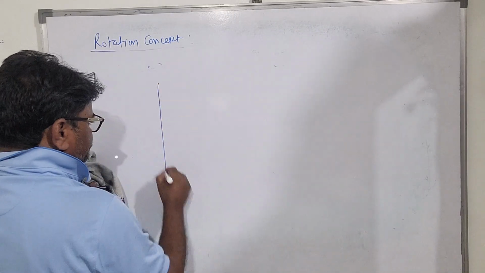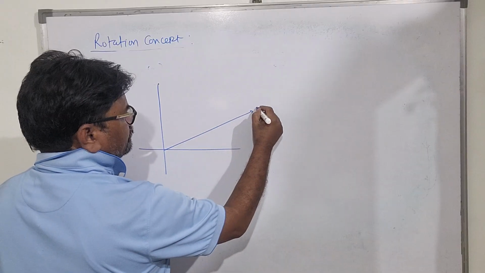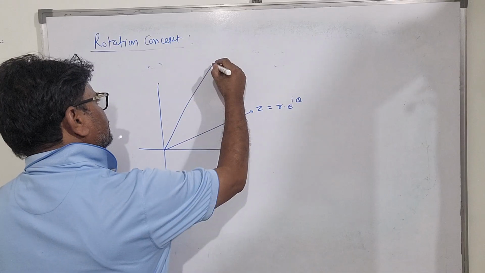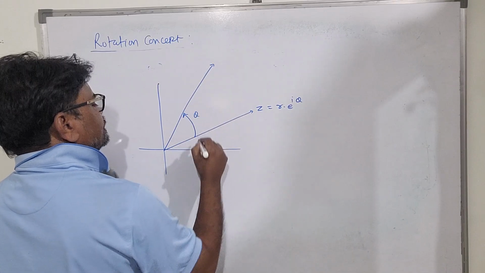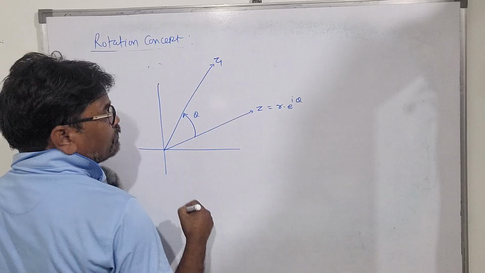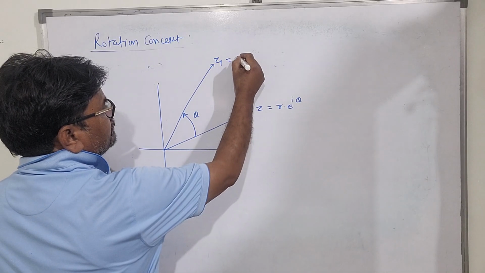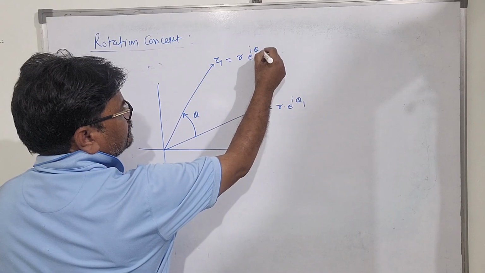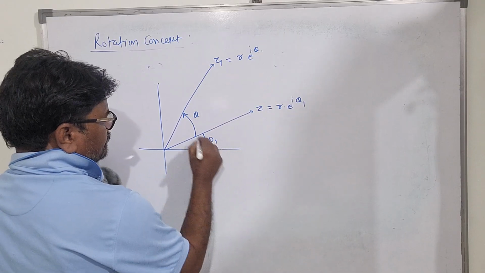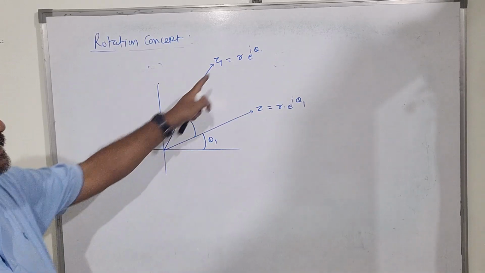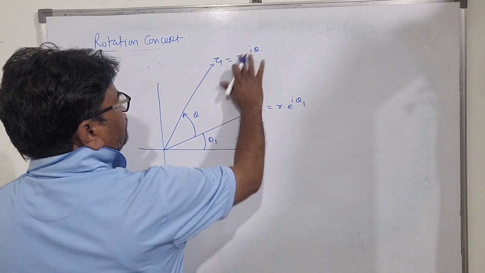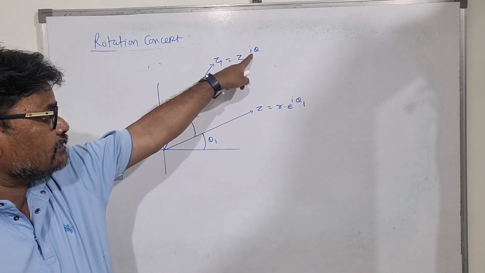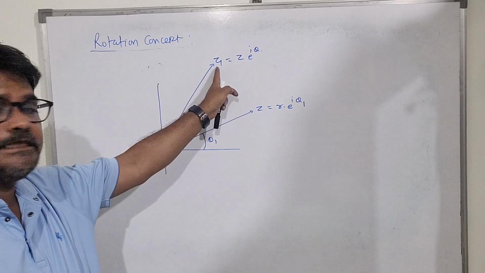See what happens. This is your complex number Z given by r into e to the power iota theta. We are rotating this complex number Z by theta degree in the anti-clockwise direction to get the new complex number Z1, which is given by r into e iota theta 1. This is theta, suppose this is theta 1. Then Z1 is Z into e iota theta. Correct. So Z is multiplied by e iota theta. It means that Z is being rotated to get the new position as Z1.